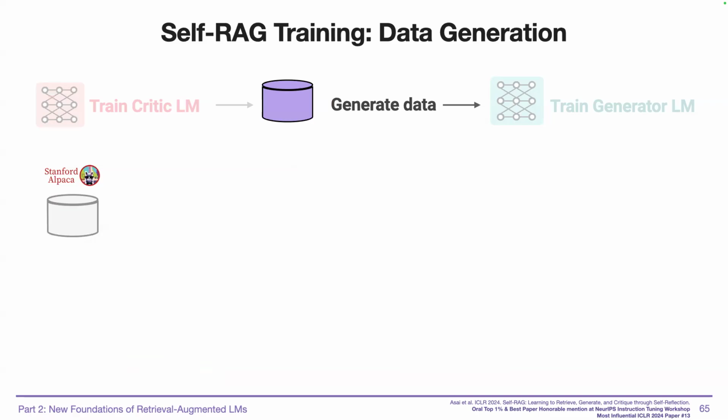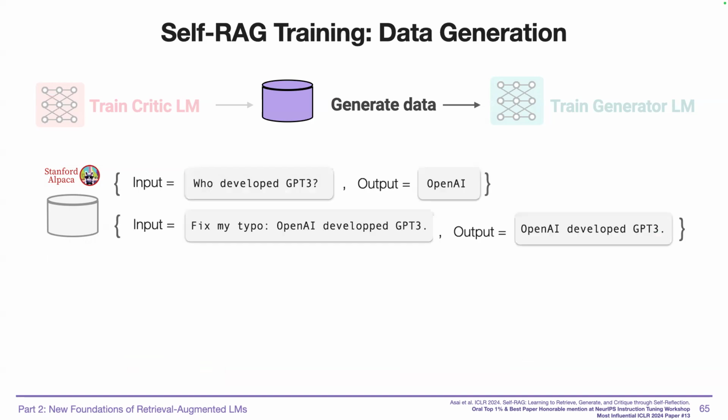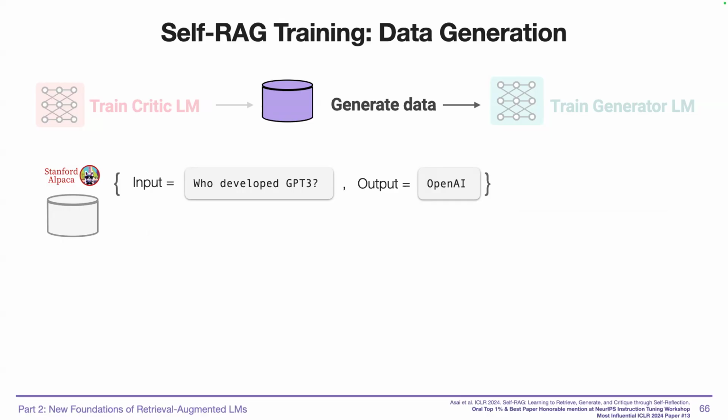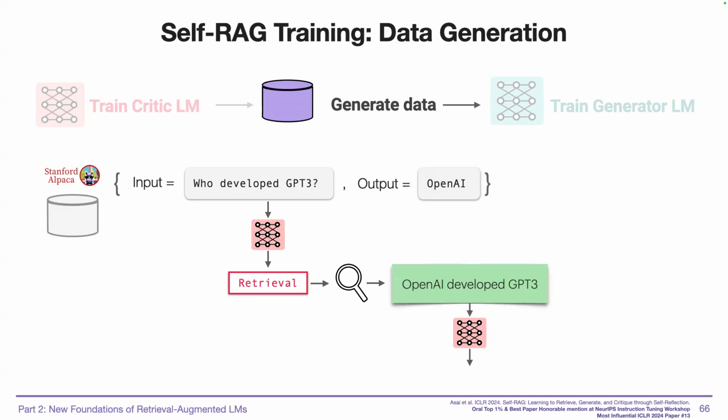Then we use this critic language model and retrieval system to transform an existing instruction training dataset. Specifically, we sample training instances from existing standard input-output data, such as the Stanford Alpaca dataset. We then run the critic language model on each instance to generate reflection tokens. For example, as the first instance would benefit from retrieval, the critic language model would predict a retrieval token. We then run the retrieval system and evaluate the relevance of retrieved documents.